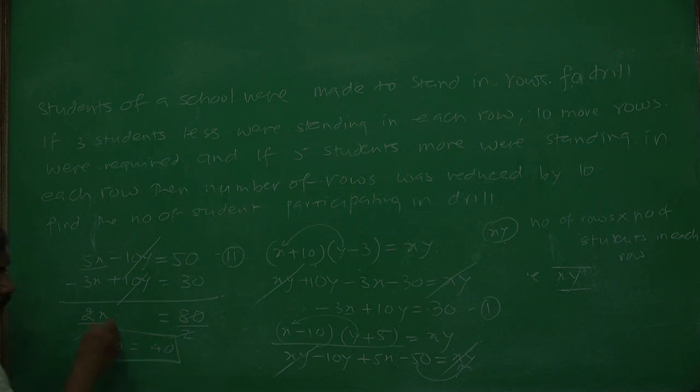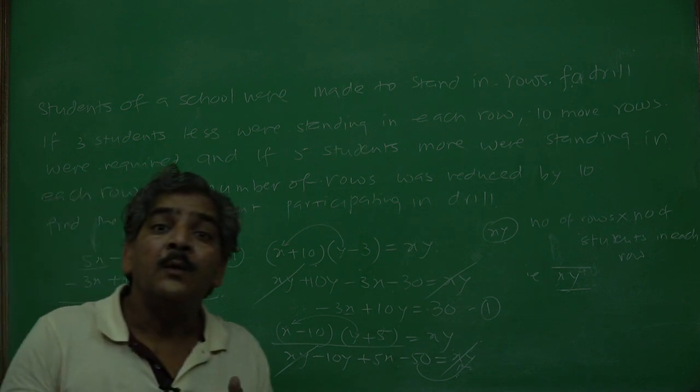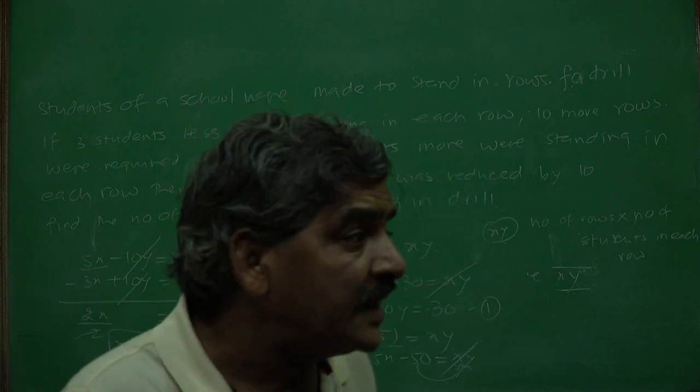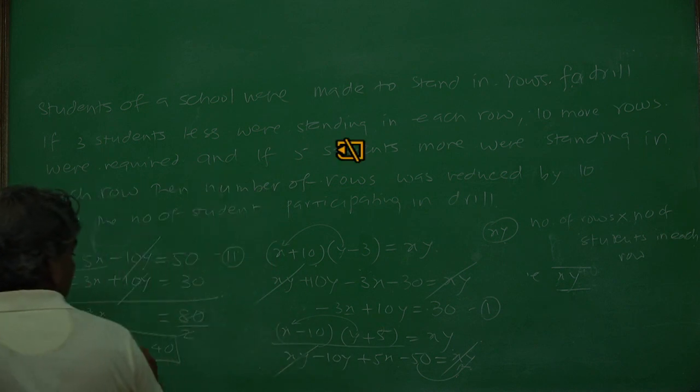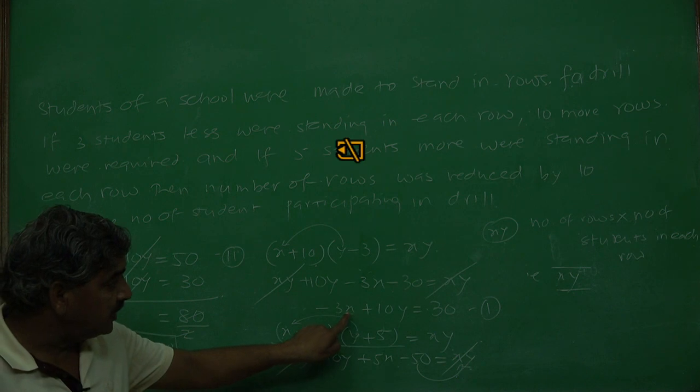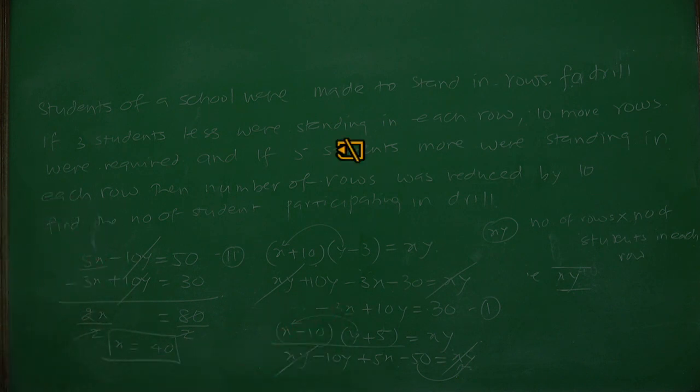So there are how many rows? 40 rows. Now in each row, how many students are standing? Put this value of x is equal to 40 in any one of the equations. If I substitute in equation 1, what will be the answer? Minus 3 into 40 plus 10y is equal to 30. 3 into 40, that is 120. Shift this 120 to the right hand side. So 10y is equal to 150.